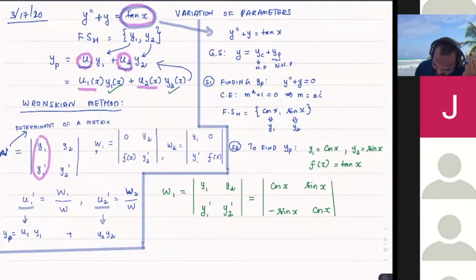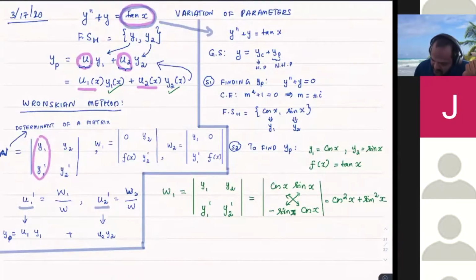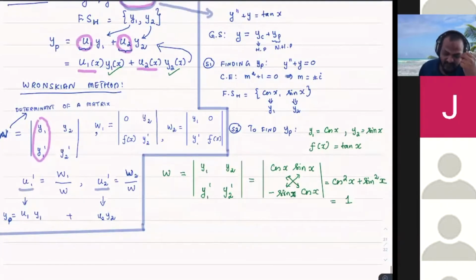Now I'm going to find the determinant. When I find the determinant, you all agree with me, this would be cosine times cosine x minus sine times sine x. When I do that, that would be cosine squared x minus sine squared x. The good news is this equals 1. It should be W, you're correct. I don't know why I wrote W1, sorry. It should be W.